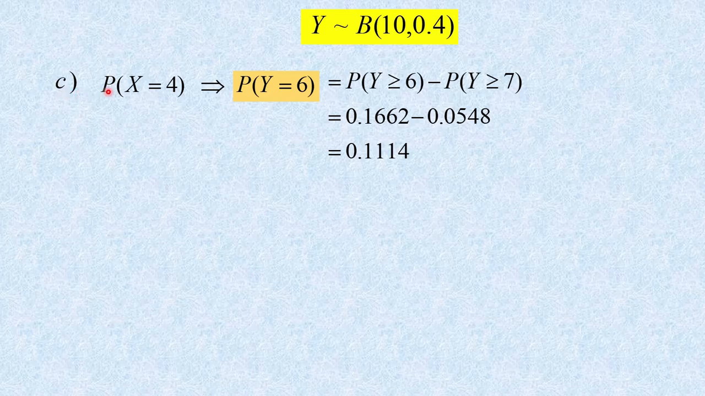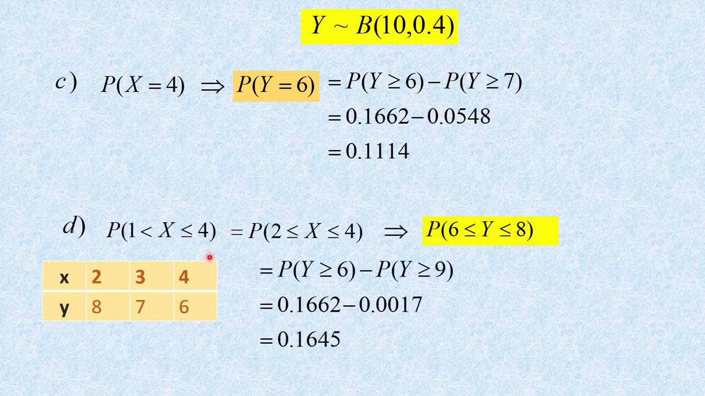Now we continue with C. Find the probability X equals to 4. We can change to probability Y equals to 6. Then we use the formula probability Y more than or equal 6 minus probability Y more than or equal 7. Y is a binomial distribution, n equals to 10, p 0.4. From the table, for r equals to 6, you get 0.1662. For r equals to 7, 0.0548, and the final answer is 0.1114.